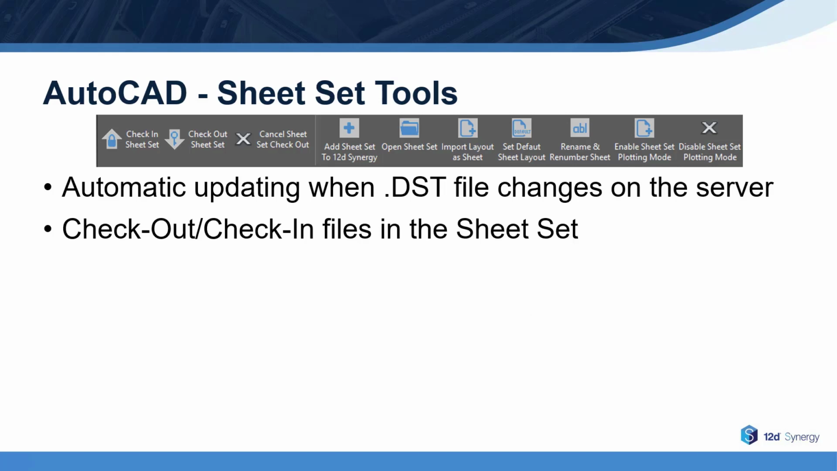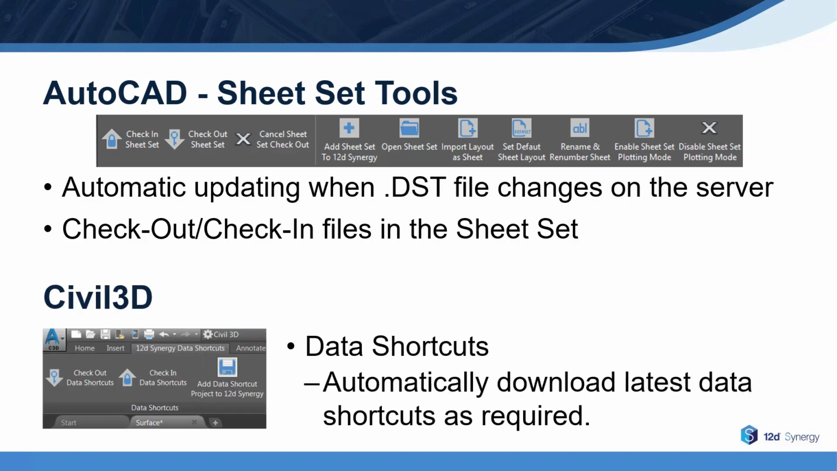In AutoCAD, you have the sheet set tools. So we've got automatic updating when the .dst file changes on the server. 12D Synergy will check out and check in the files in the sheet set. For Civil3D, data shortcuts work. 12D Synergy will automatically download the latest data shortcuts as required.